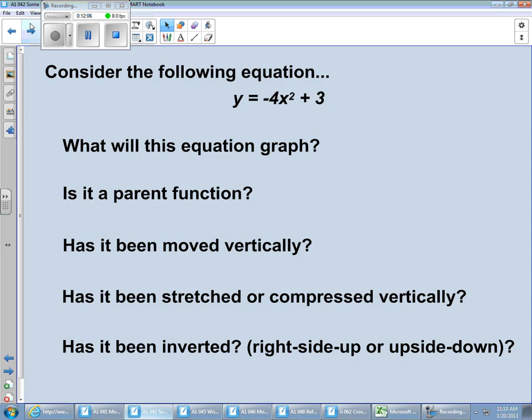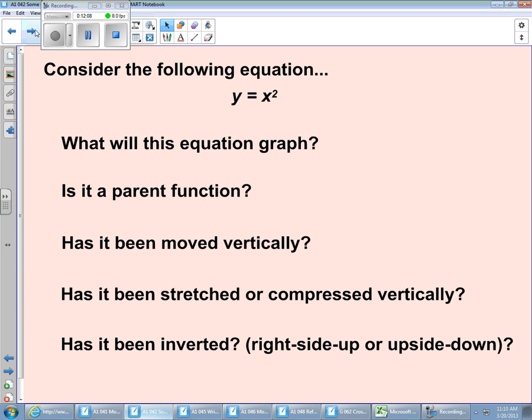Okay, so we had a few more and we kind of played around with them for a while. This equation, y equals x squared. Somebody tell me what kind of equation that is? Say again? It's a parabola. Okay, what else about it?